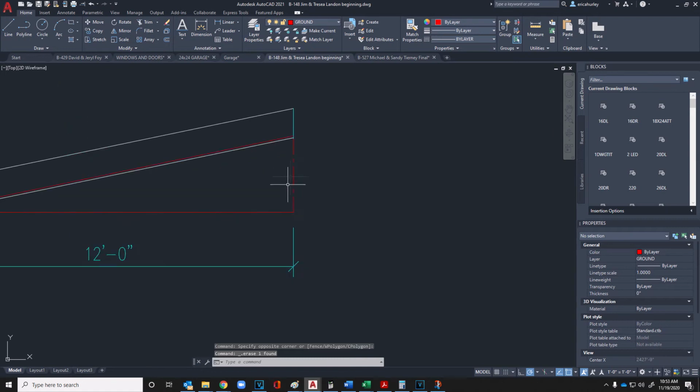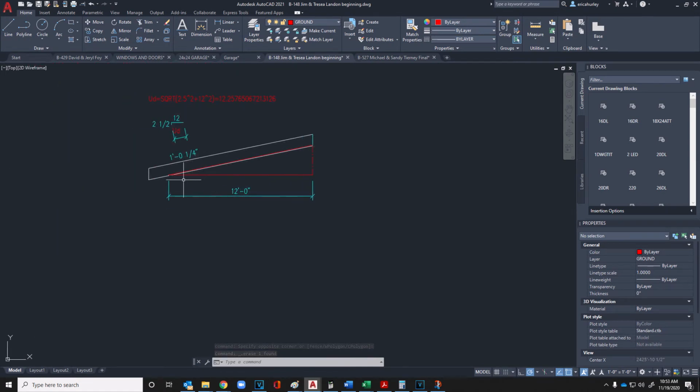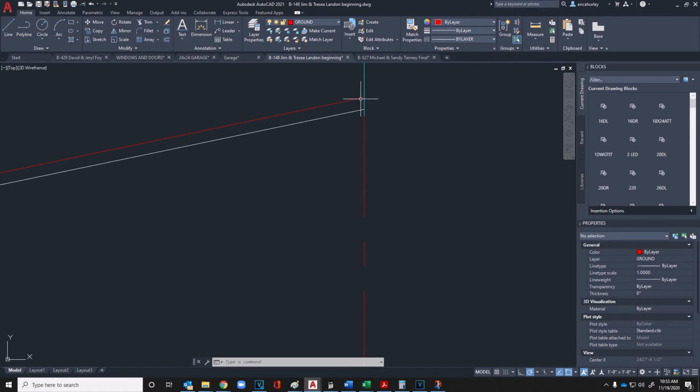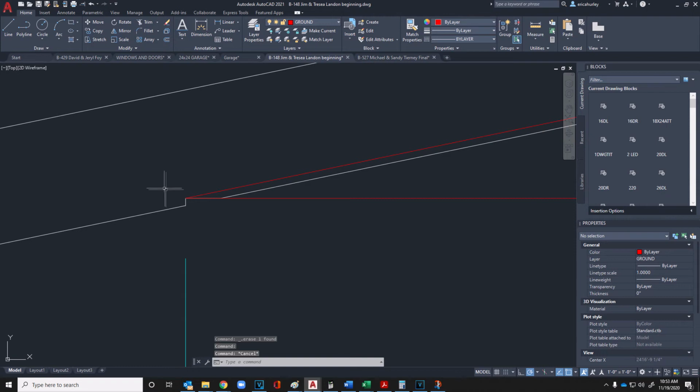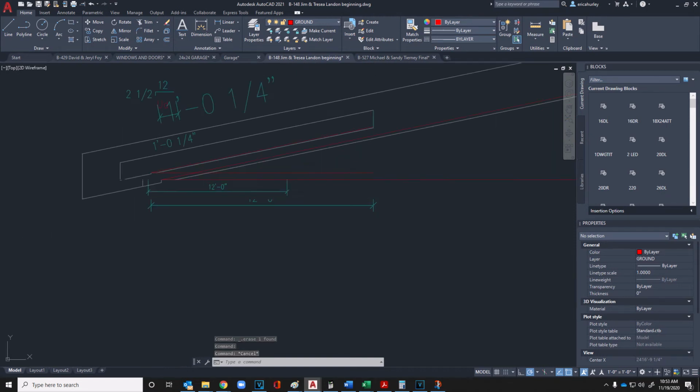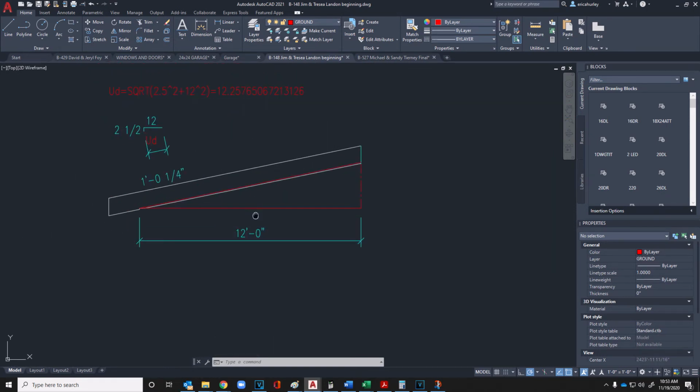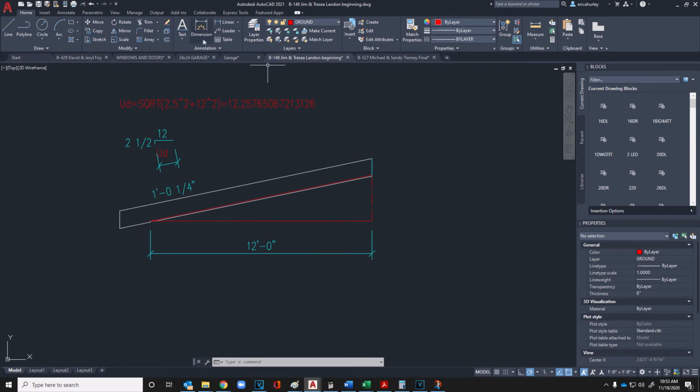Okay, so I need to find out what my run is going to be. Now remember, my run goes to this point. It doesn't go to this point because we don't know what this measurement here is. So to find out what our unit run is, we're going to say unit run is equal to the, oops, sorry, wait a minute. Let's try this again.